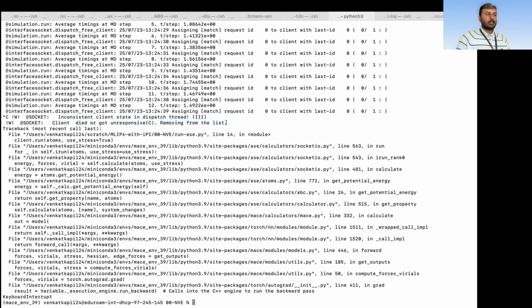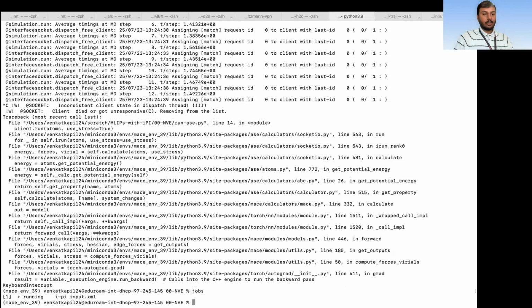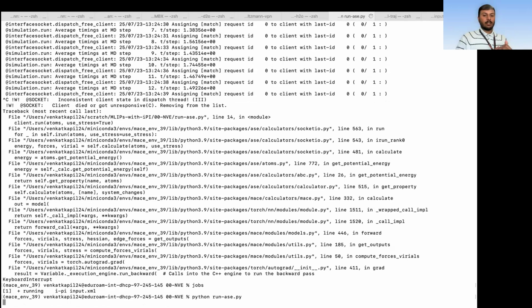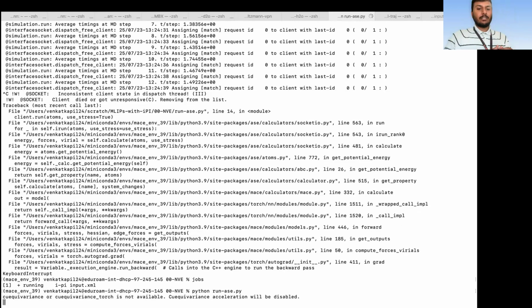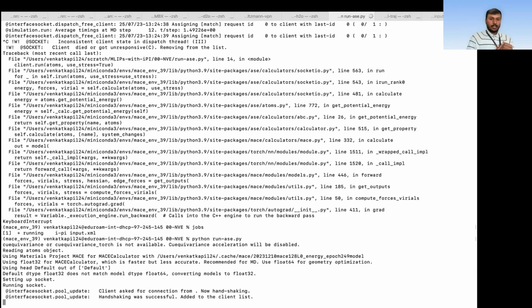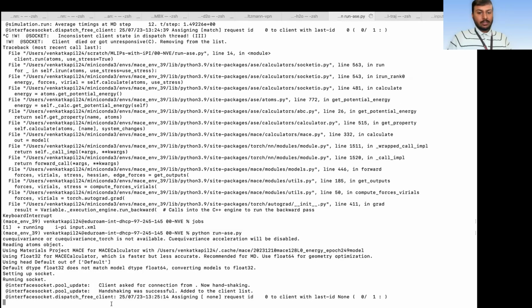removing from list. So this doesn't mean that your simulation has crashed. In fact, if you do this, you can see that IPy is still running. It's just that it's still waiting for a client to connect, right? So if I run this run asc.py again, IPy is actually going to resume exactly from where it stopped. And yeah, you're back to step 13 probably.